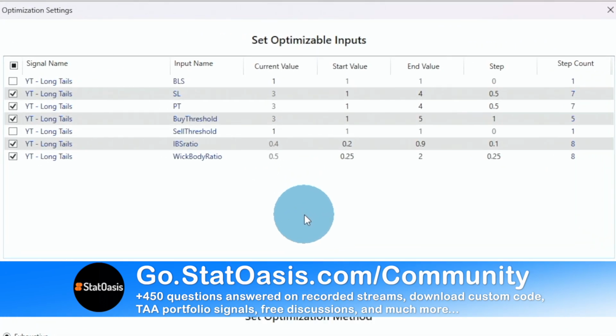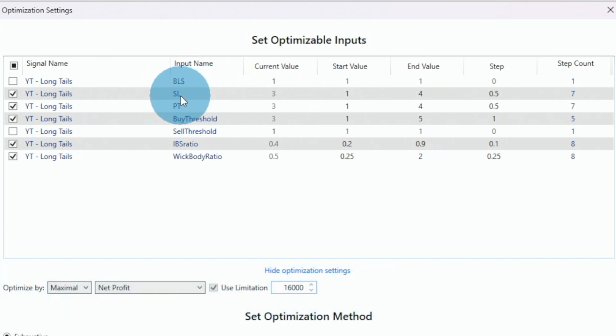Here are the inputs to optimize. So the first one is long, so I'm testing the long side only, and this is the stop loss ATR multiple. So we're optimizing between 1 and 4. That means I am taking either 1 ATR all the way to 4 ATR as a stop loss, and the same as profit target. And then the buy threshold is the number of patterns that will happen in a certain period of time. Now I fixed the period at 10 bars. So in this case, it's either 1 all the way to 5. And sell threshold, I'm not doing it because we're doing the buy side only.